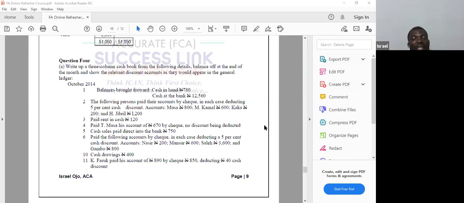Discount received is with the preparer of the financial statement. When you purchase from a vendor, the vendor tells you that if you pay within two weeks, you are going to enjoy 30% discount. You enjoy the discount.